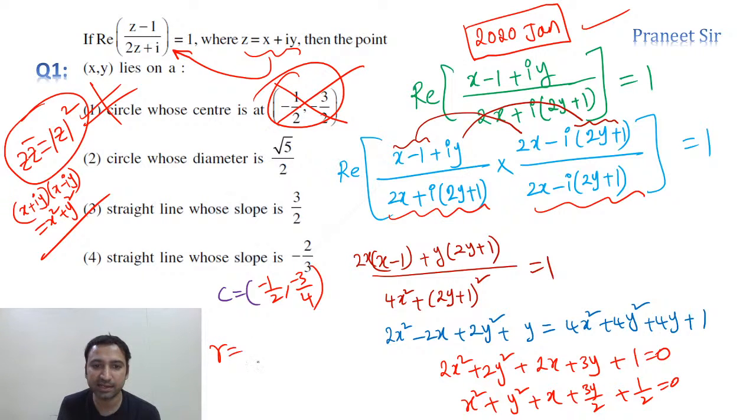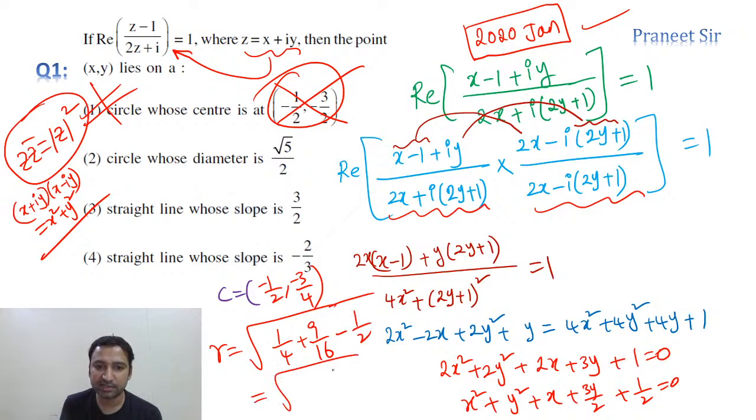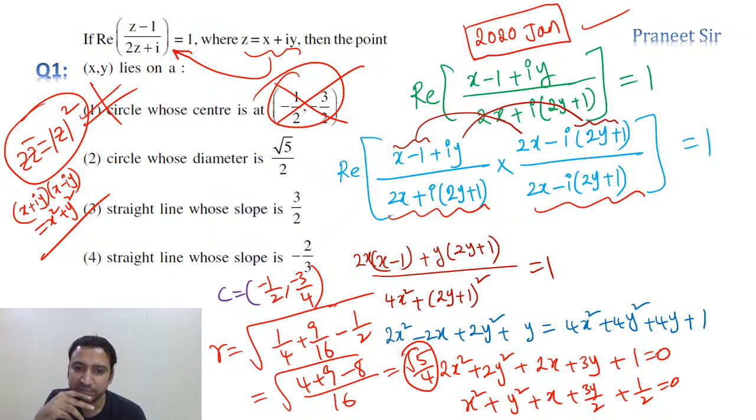Now let's calculate the radius. Radius is square root of 1 by 4 plus 9 by 16 minus 1 by 2. So now let's simplify this. If you take LCM as 16, 4 plus 9 minus 8, which is equal to root 5 by 4. That's what we're getting. Correct, huh? Root 5 by 4 is the radius, guys.